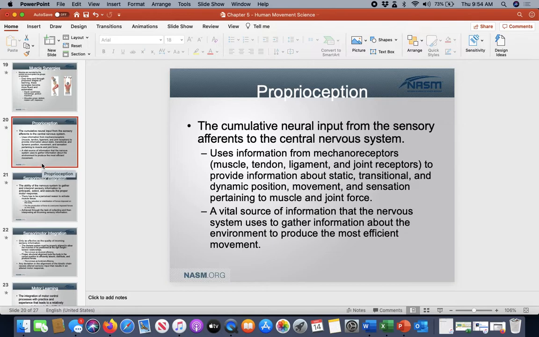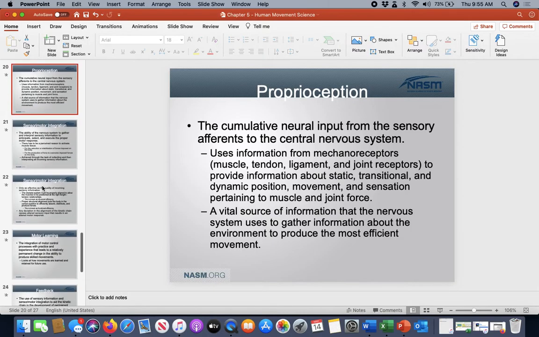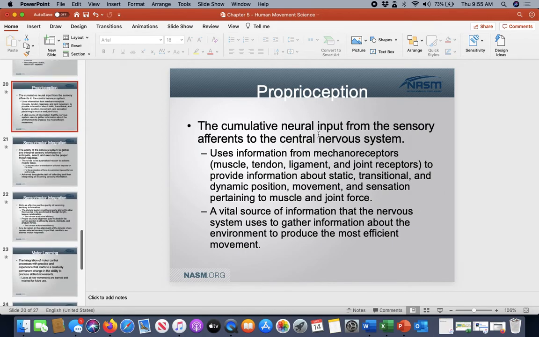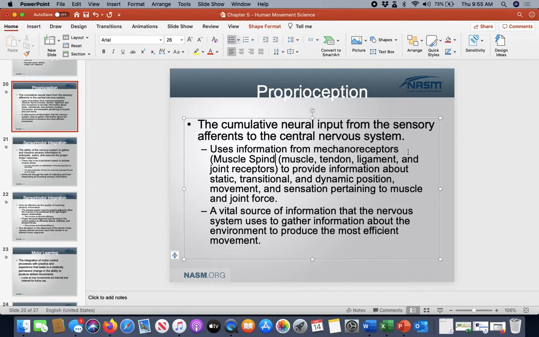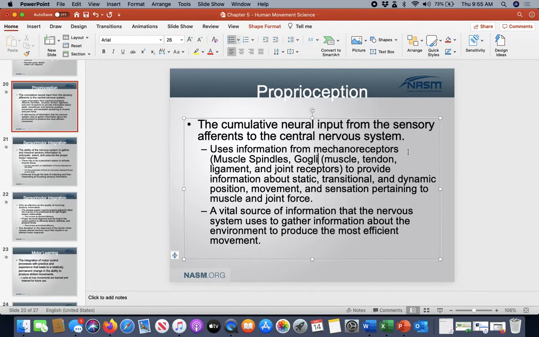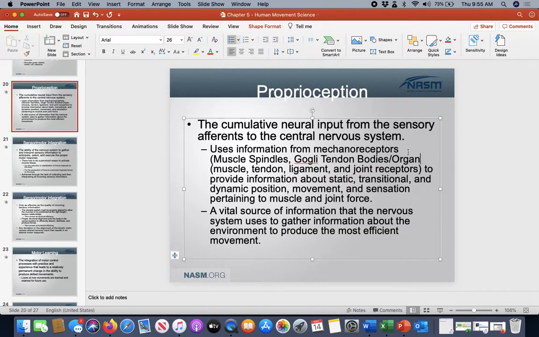Okay, and so, like it says here, it uses the information from mechanoreceptors. We'll just put those in here. If you ever see the terms muscle spindles and Golgi tendon bodies or organs, that's how they're termed. Those mechanoreceptors, muscle spindles, are found directly in the muscle, and they detect changes in length of the muscle or stretch.